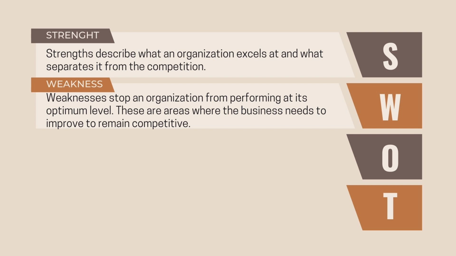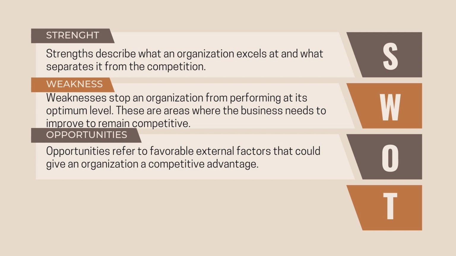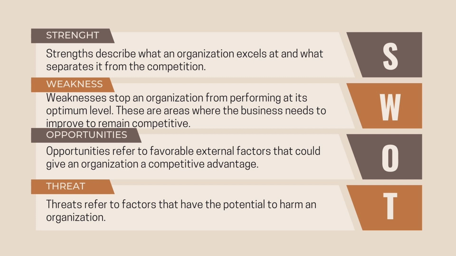There are areas where the business needs to improve to remain competitive. A weak brand, higher than average turnover, high levels of debt, an inadequate supply chain, or lack of capital. O for opportunities. Opportunities refer to favorable external factors that could give an organization a competitive advantage. T for threat. Threat refers to factors that have the potential to harm the organization.